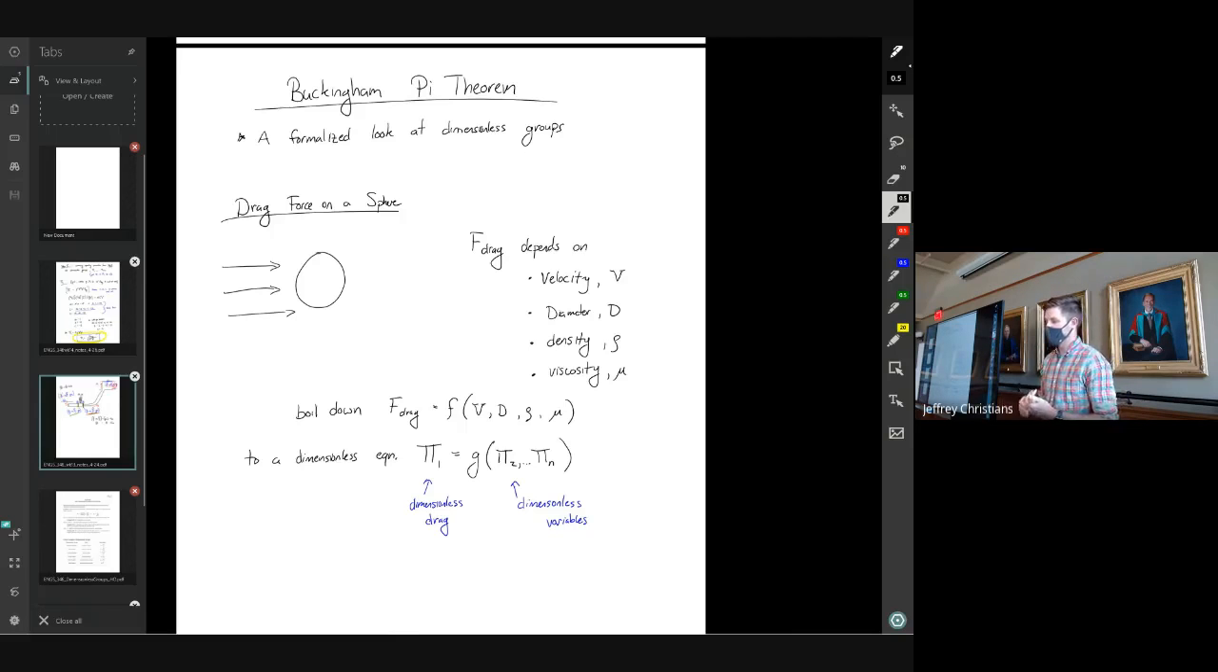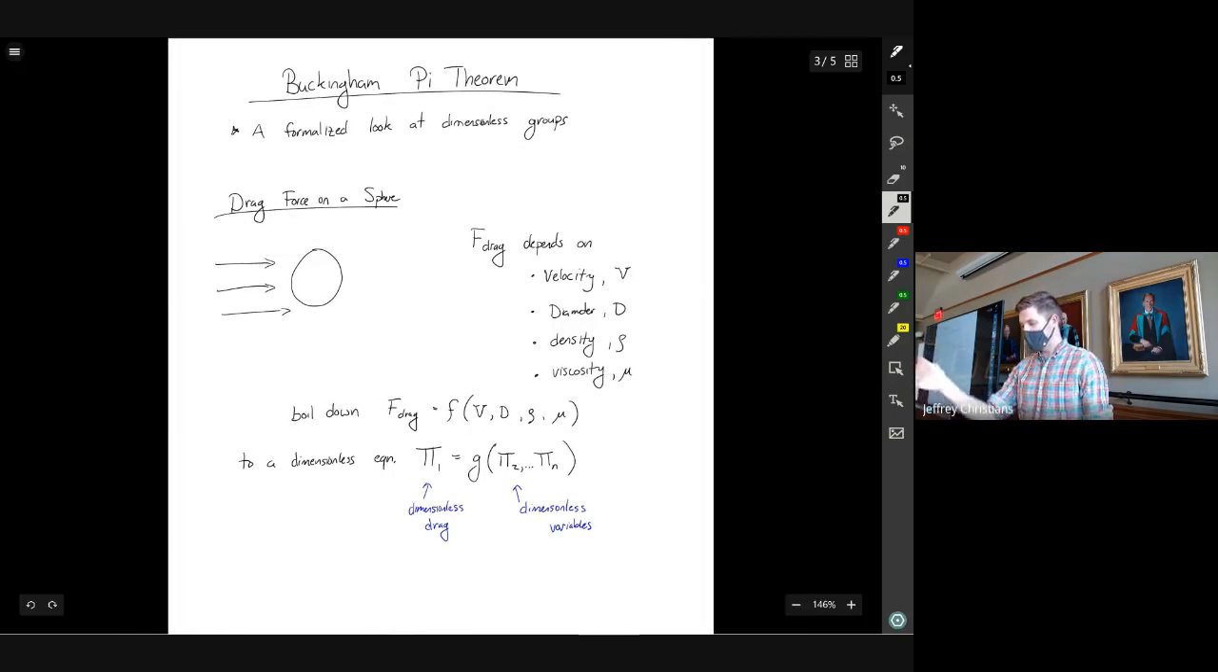Essentially, what we're trying to do is take all of the different things that are important in a system and boil it down into the minimum amount of groups of things that are actually important. So we started going through this last time, looking at drag force on a sphere. This is all stuff that we did last time, so if you didn't do this, look back at the previous video.